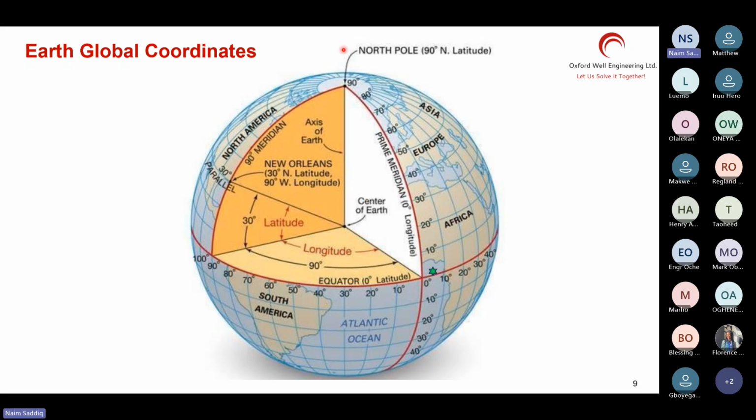If you say north is here, west is here, east is on that side. So it is in the westernal direction. So when you read any coordinates, bring this kind of understanding. Why? Because as a directional well planner, you need to get your surface locations right. If the surface location is wrong, everything you have done is completely out of the picture.